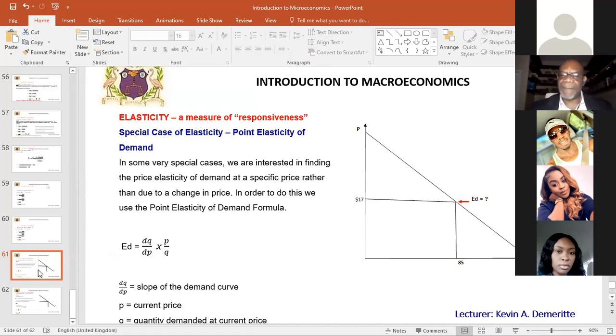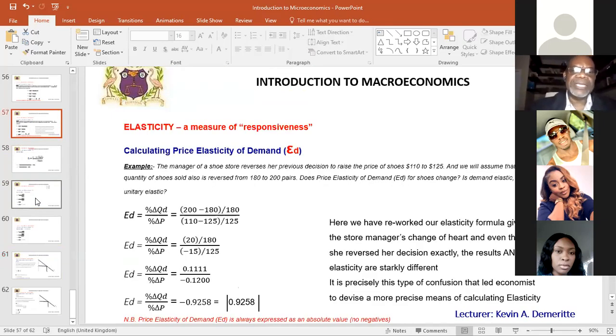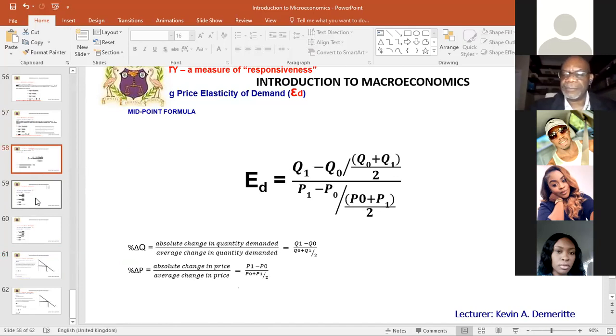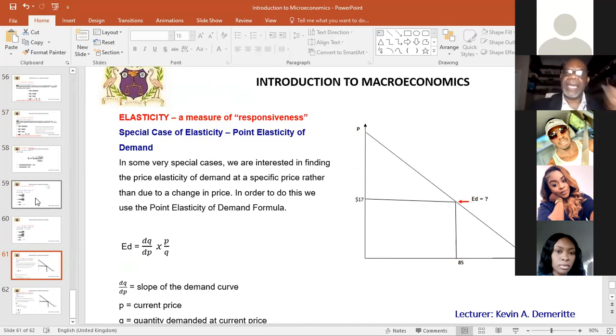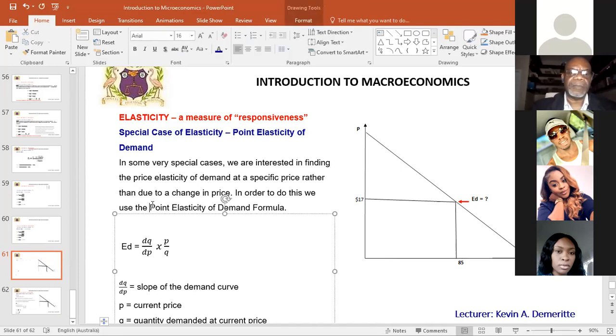In order to do this, we have a much simpler formula called the point elasticity of demand formula. You would see sometimes, if you do any of your reading or go online, the midpoint formula often referred to as the arc formula, because it measures elasticity along an arc or a stretch of the demand curve, whereas here we're measuring elasticity at a specific point on the demand curve. So the formula for point elasticity of demand is dQ/dP times P over Q.